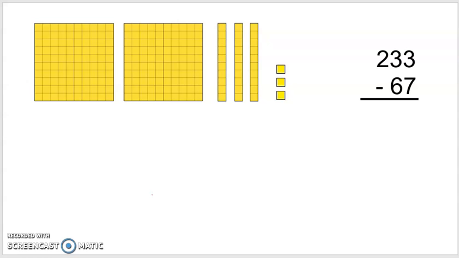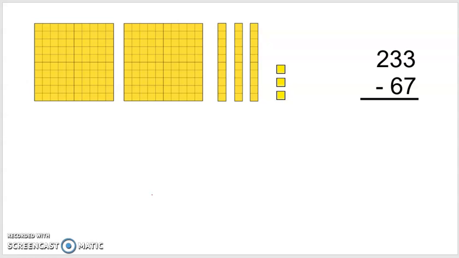In this video, we're going to use a technique that's often used in elementary schools. That is, we're going to use base 10 blocks to model a subtraction problem. So the problem we're going to model is 233 minus 67.